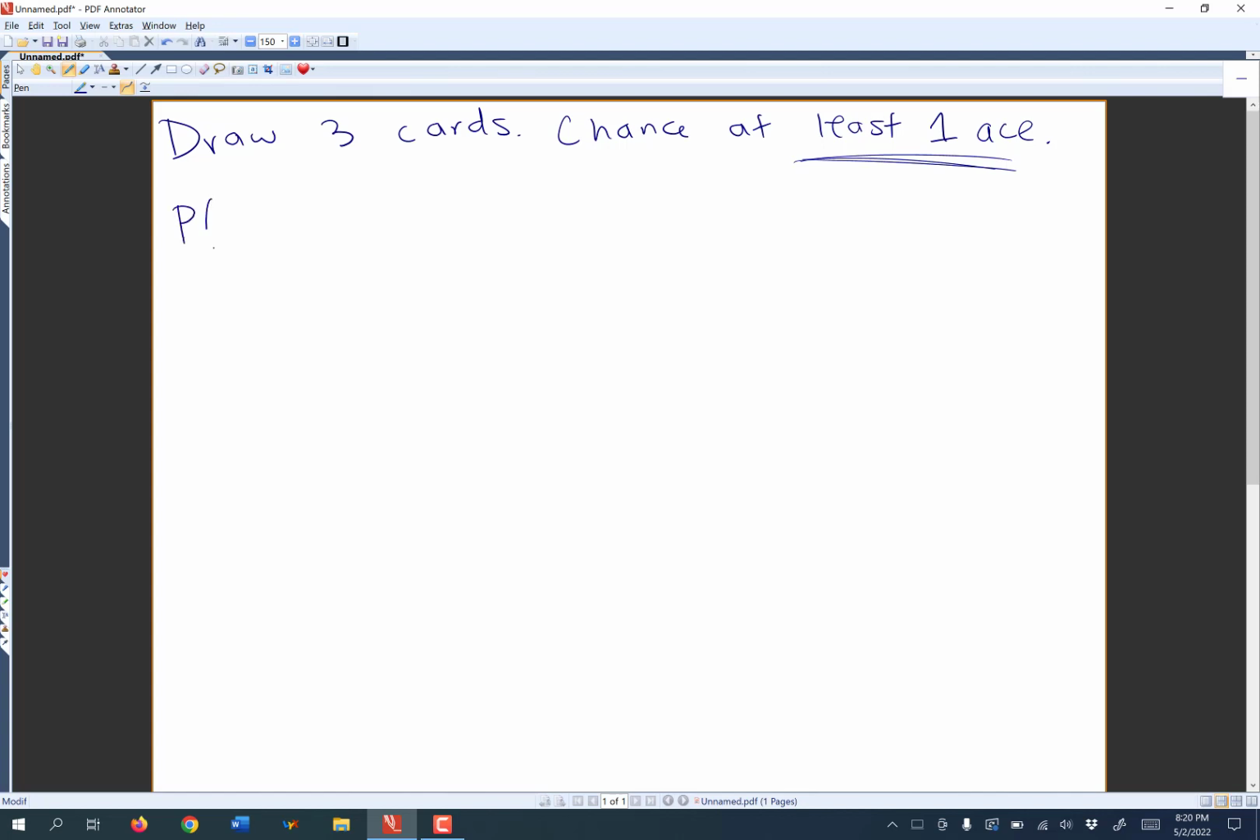So the probability of at least 1 ace is going to be equal to 1 minus the probability of no aces. That's always the case with the complement rule. This always works. Probability of at least 1 is always 1 minus the probability of no. It's almost guaranteed to always show up on any exam because it is such a useful trick.